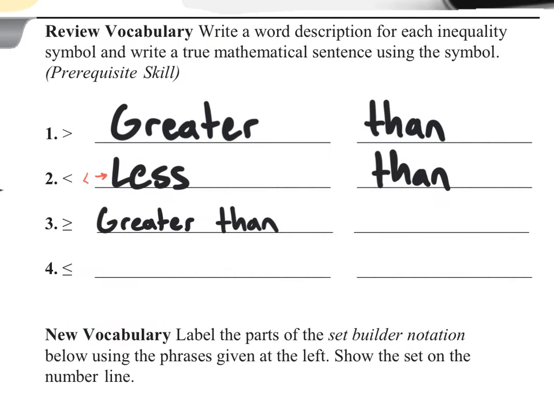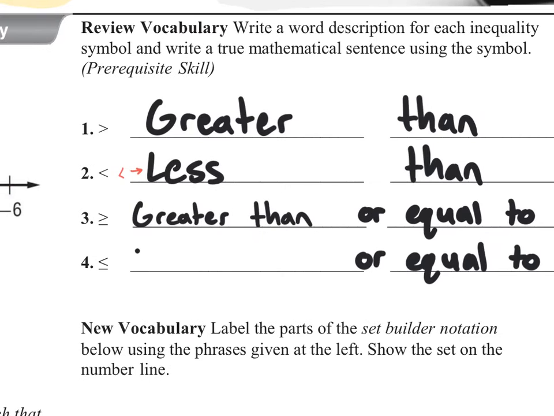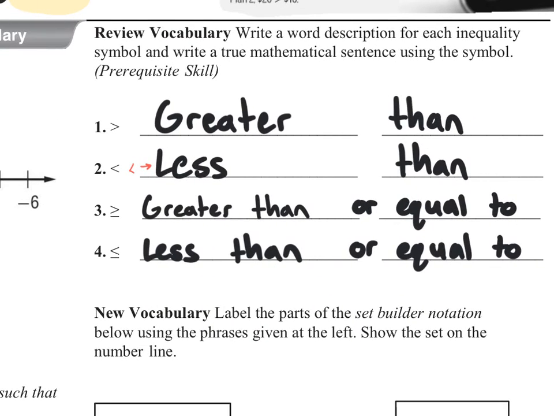This one is also greater than, but that line underneath denotes an or equal to. So that says you're allowed to be equal. So this one's going to have an or equal to as well. And this one is the less than or equal to.